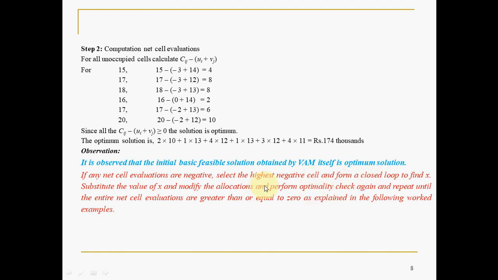You may get this. If not, if there is a negative value, what to do? Of course we'll discuss that with the next numerical. If any net cell evaluations are negative, select the highest negative cell evaluation and form a closed loop. That we will discuss clearly in the next problem. Substitute the value of x, modify the allocations, perform the optimality check again, and repeat until all the net cell evaluations are greater than or equal to 0.